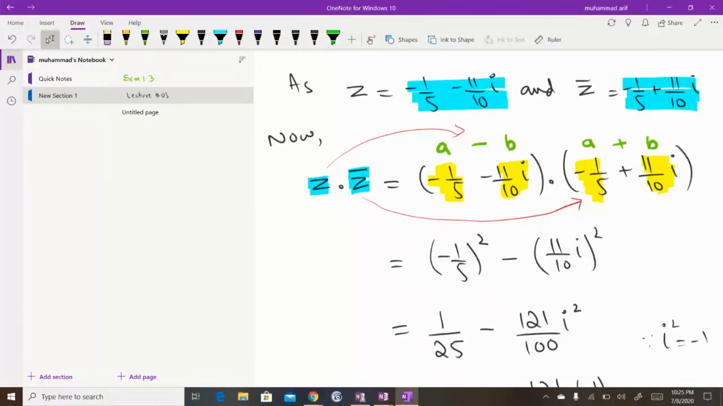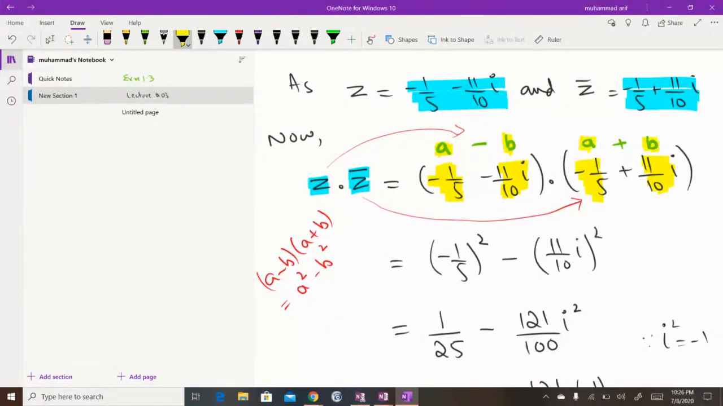Now here we see that it becomes a formula. Which formula is it? Here it becomes a minus b, a plus b. What is a minus b and a plus b? A minus b and a plus b is a square minus b square. Here we write the values of a and b. This value is a and this value is b.